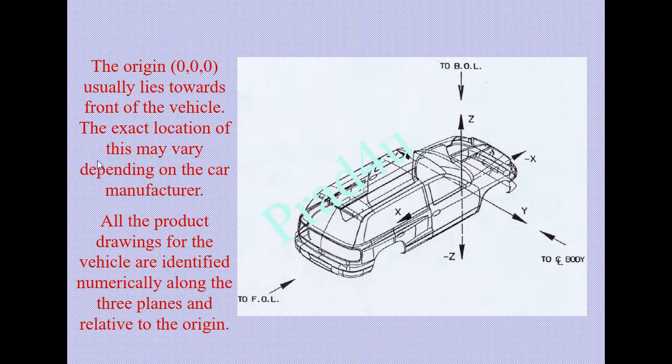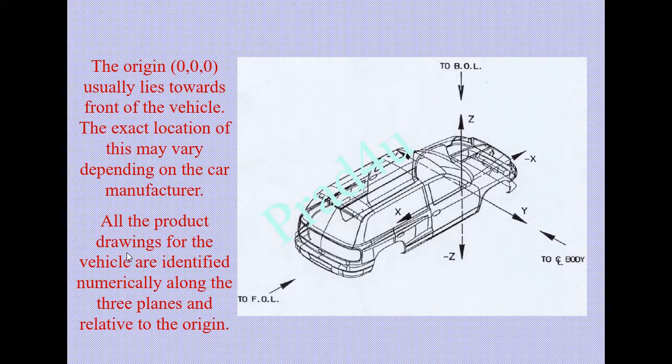This slide shows the same description as I have given. The origin 0 usually lies towards the front of the vehicle. It means the front axle center is generally considered as 0 of a vehicle. The exact location of this may vary depending on the car manufacturer.